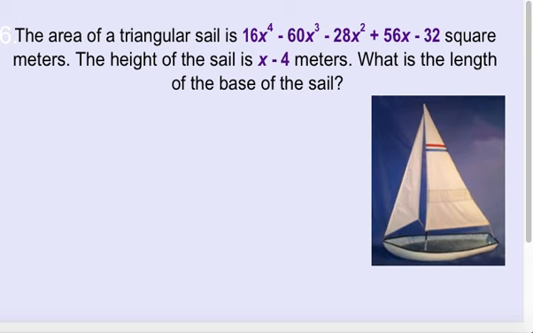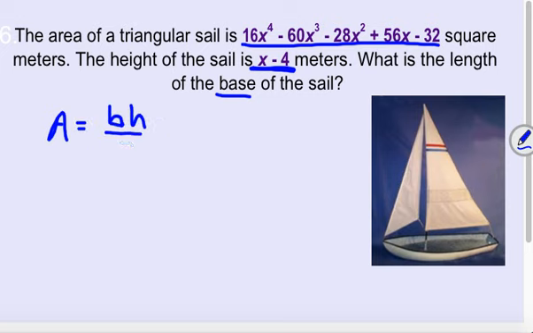This one's a little bit more complex. The area of a triangular sail is this: 16x to the 4th minus 60x cubed minus 28x squared plus 56x minus 32. That's your polynomial for the area, in square meters. The height of the sail is x minus 4. What is the length of the base of the sail? So we have the height, we want to find the base. It's not a rectangle or a square, it's a triangle. Area of a triangle is base times height all over 2.